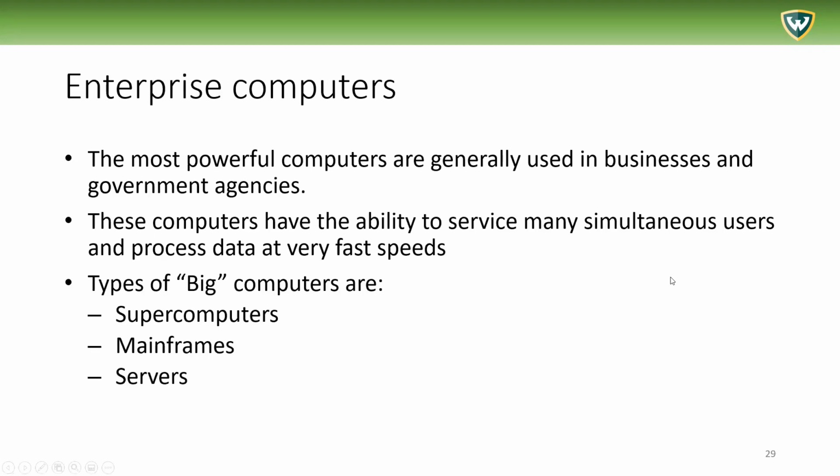Enterprise computers. Enterprise computers are the most powerful computers that exist. They are usually employed in businesses and government agencies. These computers have the ability to service many simultaneous users and process data at very fast speeds, probably dozens, hundreds, maybe even 1,000 times faster than normal computers. Types of big computers are supercomputers, mainframes, and servers.